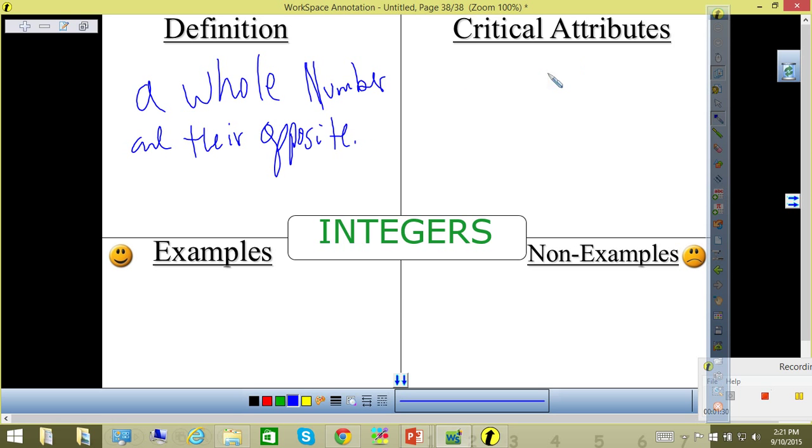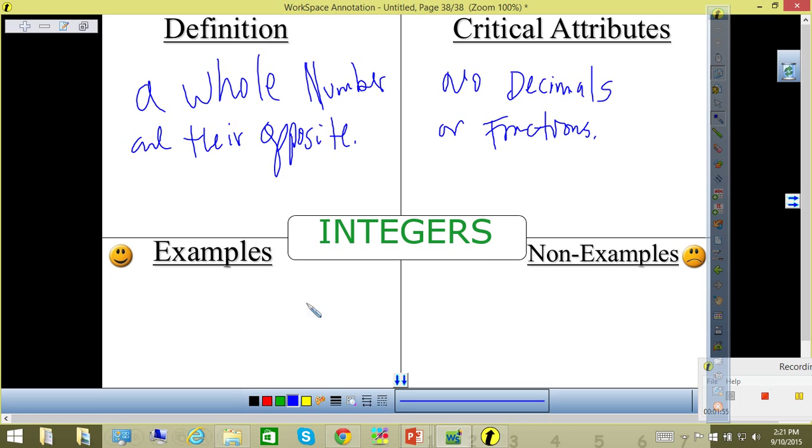Now, to clarify, make sure here in critical attributes, we already know that it's whole numbers and their opposites, right? But what can we write here other than that? To remind people what exclusively makes them integers. Yes? No decimals. Bam. Decimals or fractions. So far, so good?